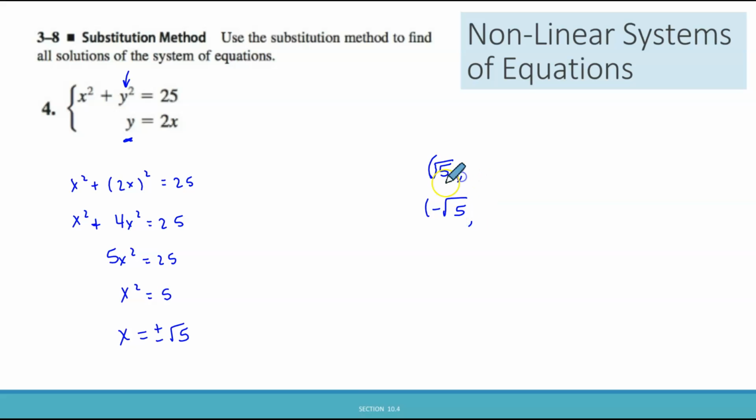But for our ordered pair (x, y), we also need a y-coordinate. So let's get our y-coordinate. We know that y is equal to 2x. If x is equal to positive square root of 5, we get 2 square root of 5. If x is equal to negative square root of 5, then we get negative 2 square root of 5. And that should be our solution.